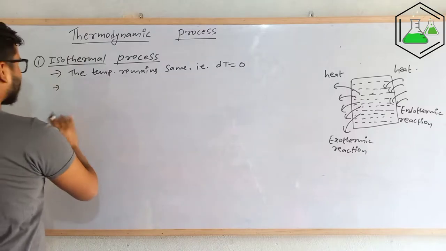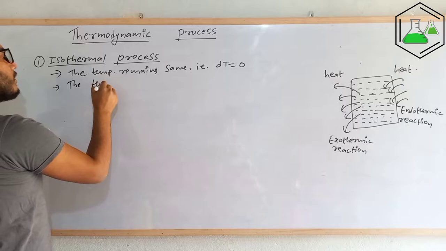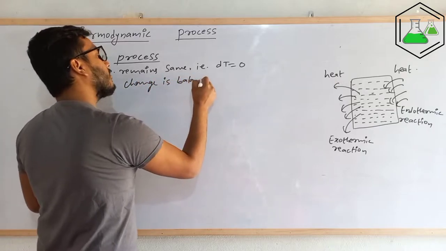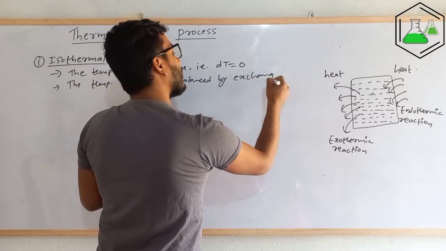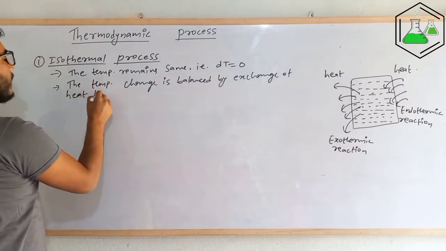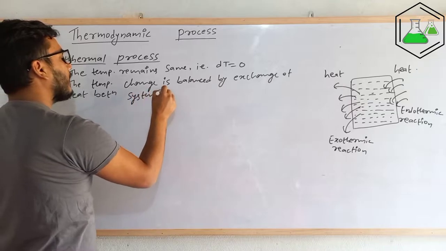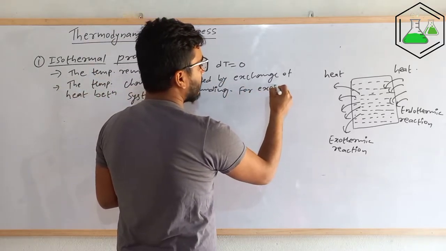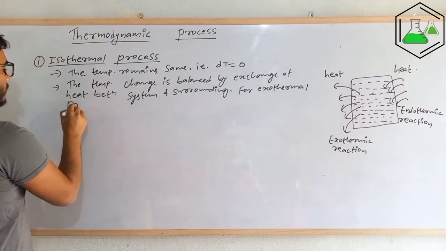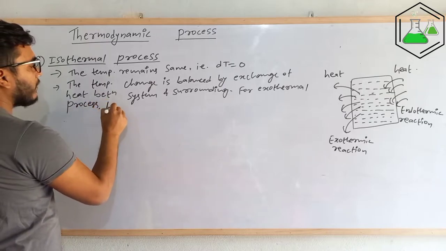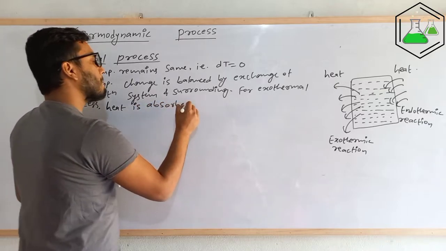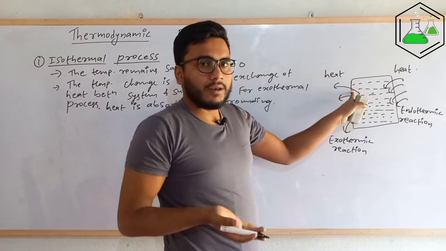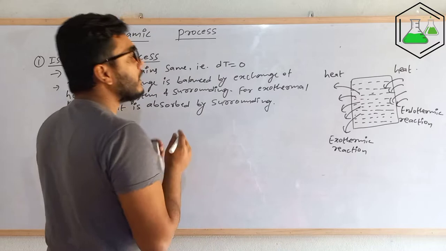Okay. So let me write that over here. The temperature change is balanced by exchange of heat between system and surrounding. For exothermal process, heat is absorbed by surrounding. It is absorbed by surrounding because in exothermal process, the temperature increases and that extra heat energy is absorbed by the surrounding to keep the temperature constant.